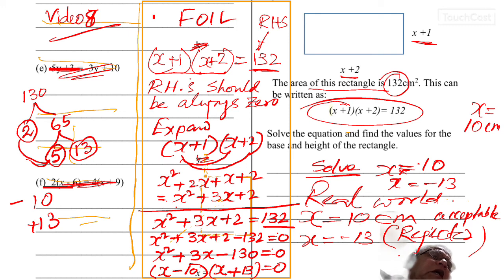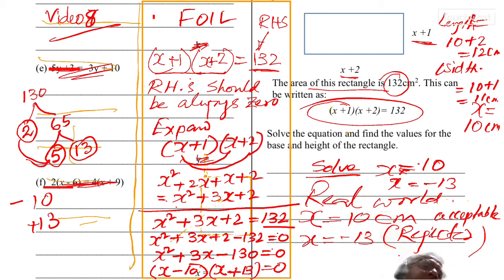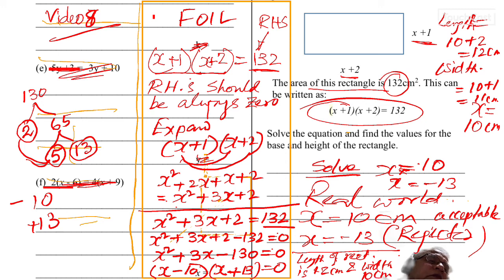So finally, answer the question, which is the length of the rectangle. Length of the rectangle is 10 plus 2, which is 12 centimeters, and the width of the rectangle is 10 plus 1, which is 11 centimeters. Now, do I have a little bit of time to write down the statement? So finally, answering the question, length of rectangle is 12 centimeters and width is 11 centimeters. So you have to do all those to get an excellence kind of grade.